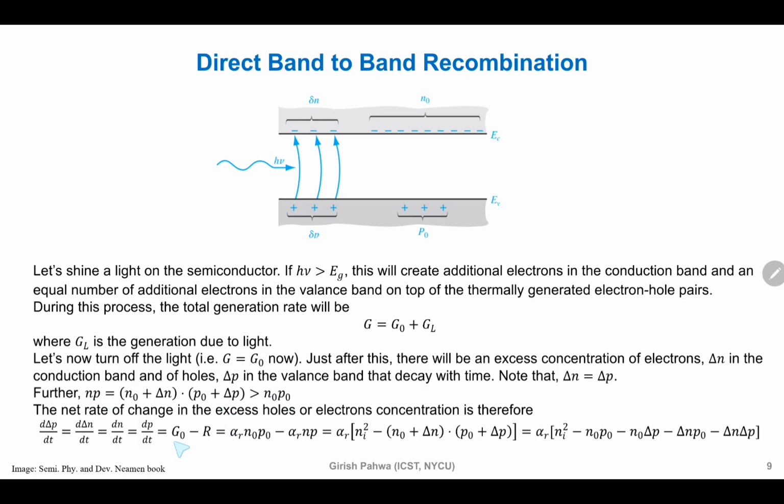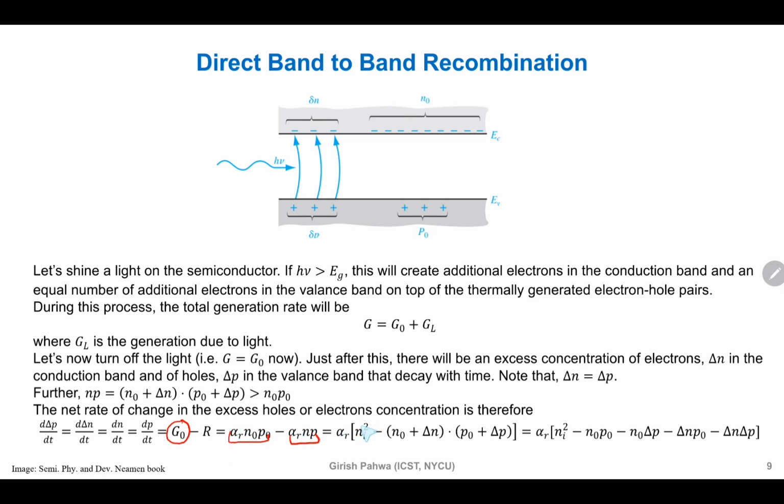R is different because NP is greater than N naught P naught. So what is R? By the way, this G naught, because this does not change, will still be equal to the value of G naught which was in equilibrium. What was the value of G naught in equilibrium? It was alpha R into N naught into P naught, because at that time the recombination rate was equal to the generation rate. So we can still use that, minus alpha R into NP, which is the recombination rate now. Any confusion in this? This is a constant quantity dependent upon temperature. This quantity changes with N and P as well as temperature.